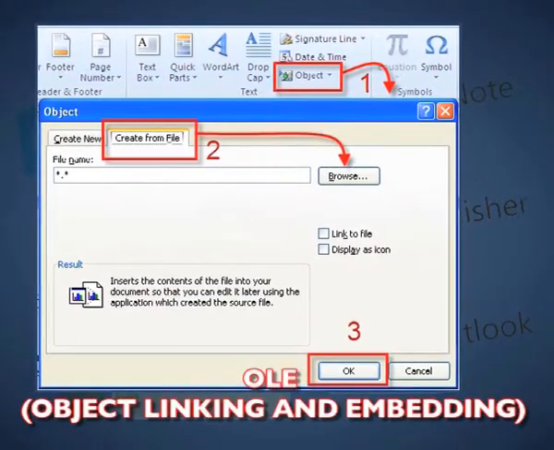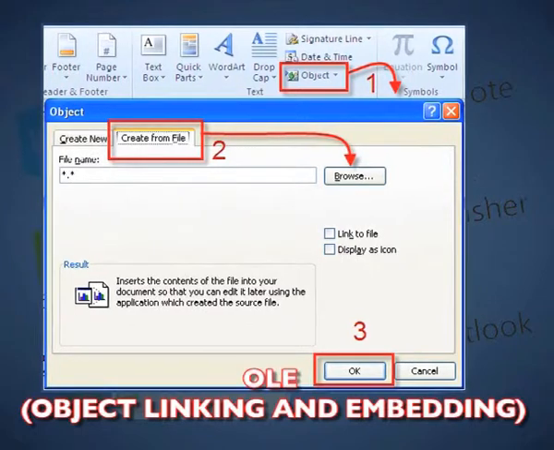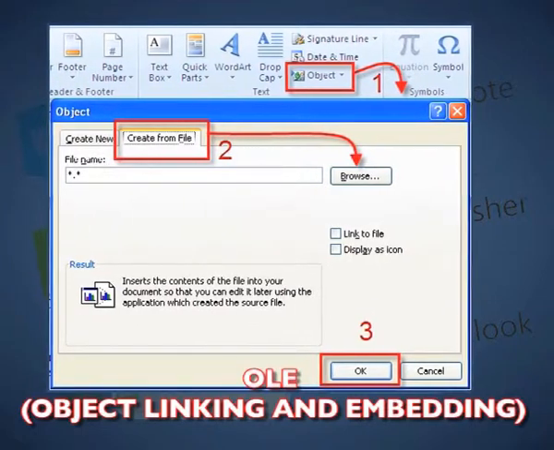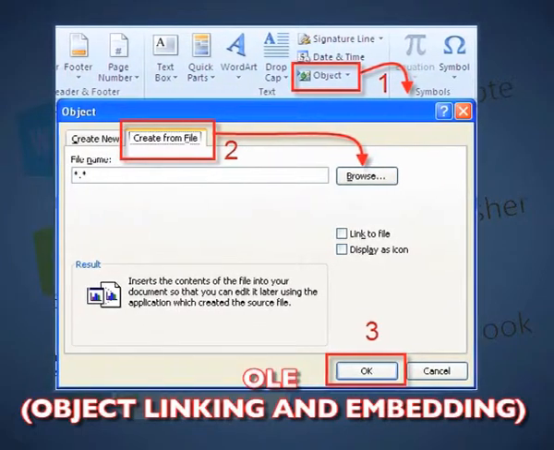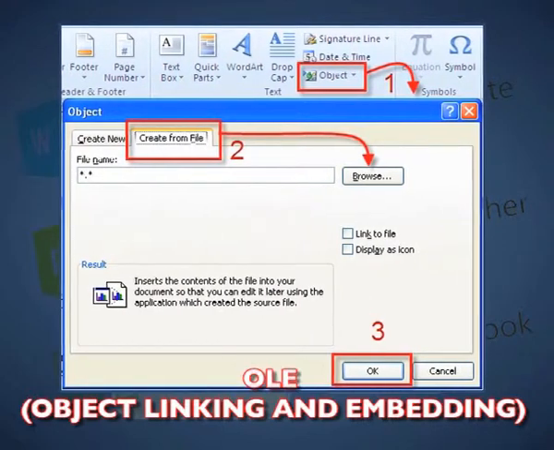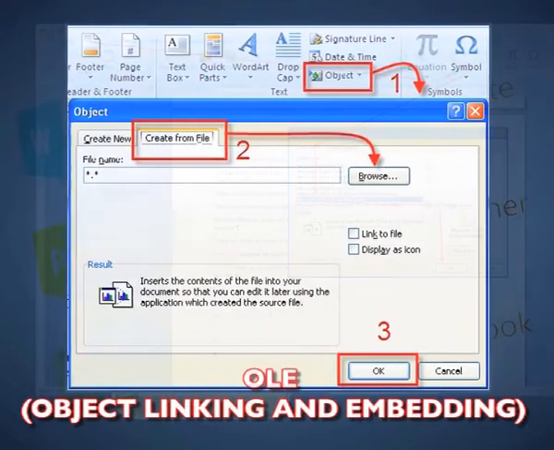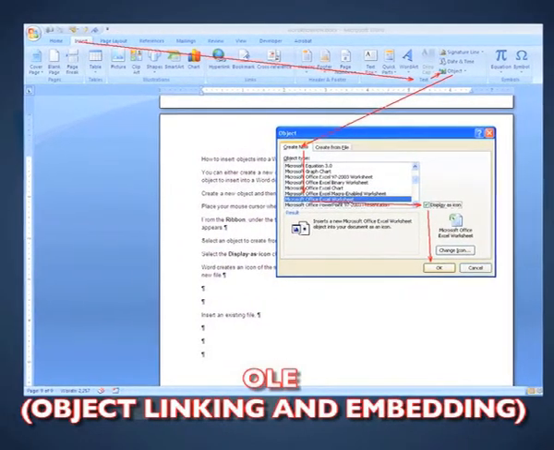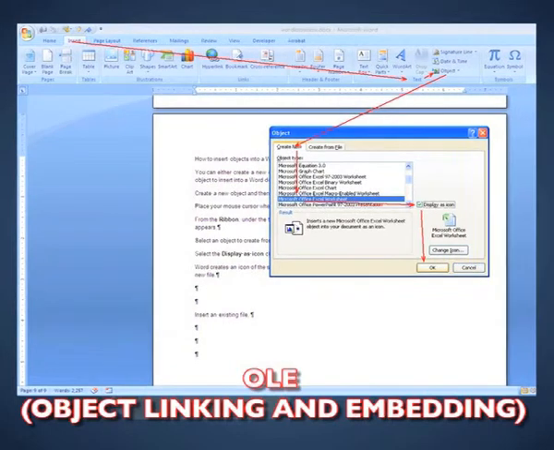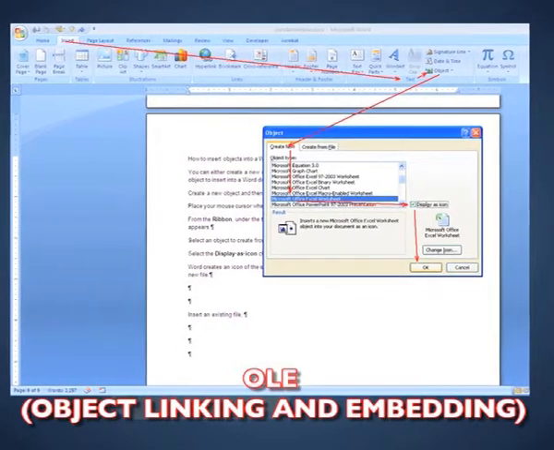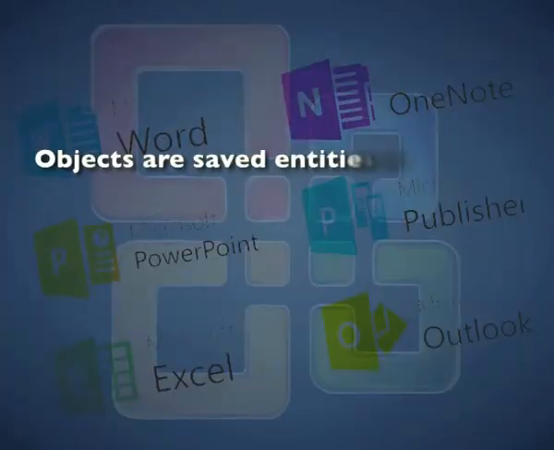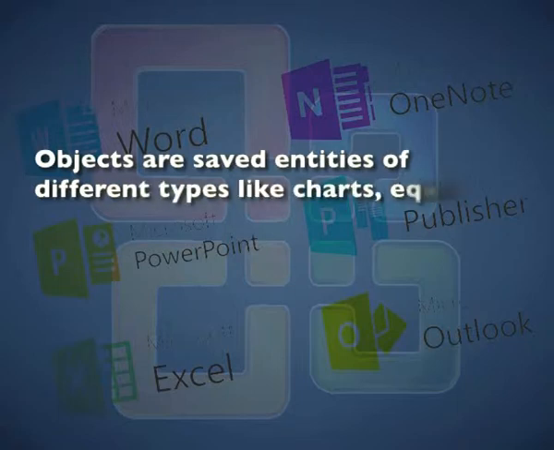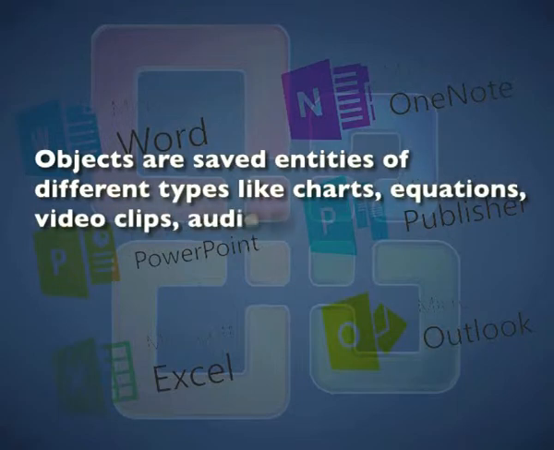Number 6. OLE, or object linking and embedding. Most modern word processors provide facilities to link or embed objects in a document. OLE is a program integration technology that you can use to share information between programs through objects. Objects are saved entities of different types like charts, equations, video clips, audio clips, pictures, etc.